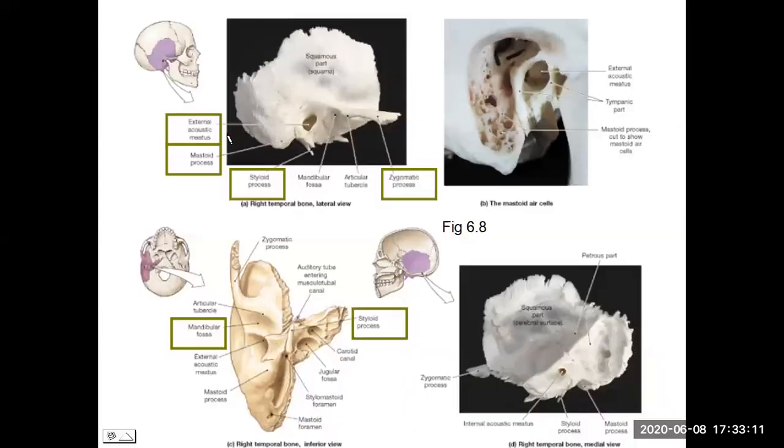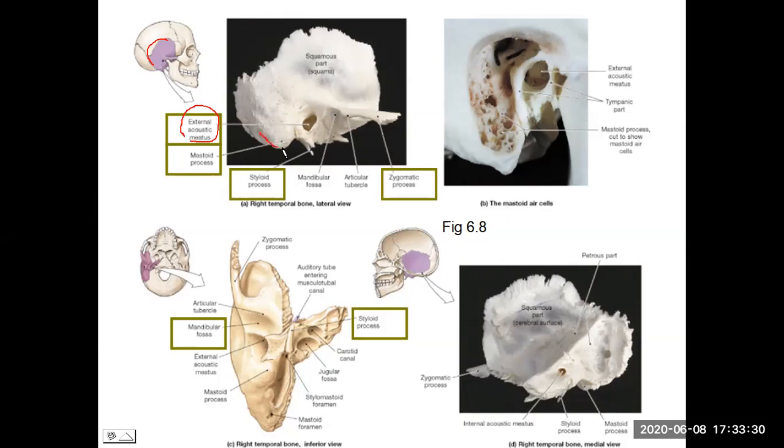Onto a temporal bone. You notice here we're on the lateral side of the skull. You can see that ear canal as a good landmark. And the term for that, external acoustic meatus. The name for the ear canal.